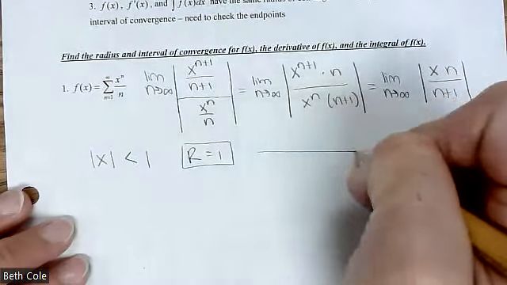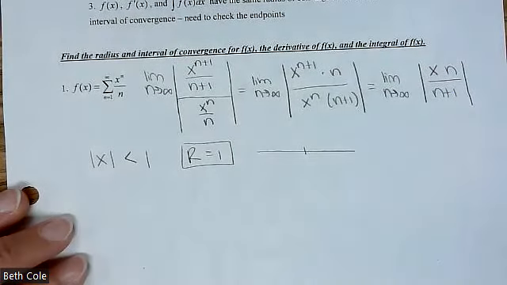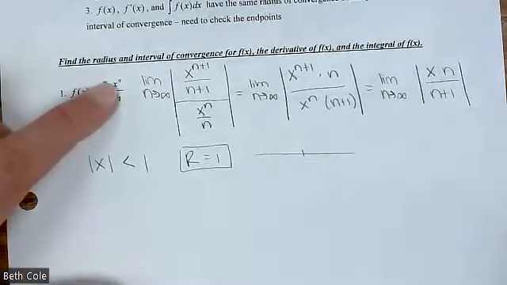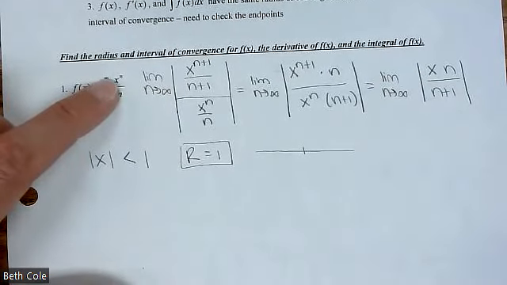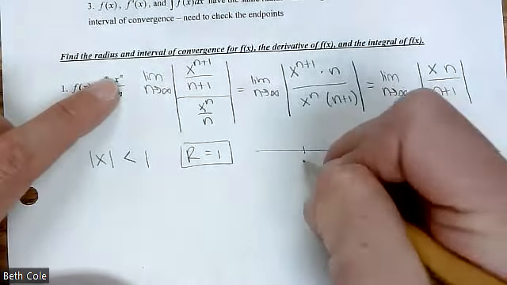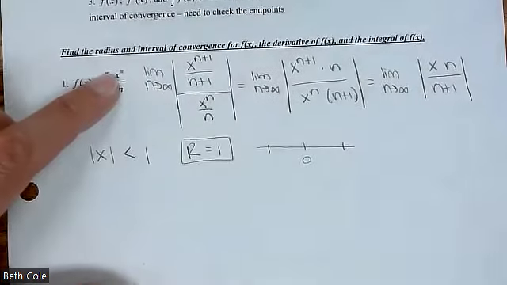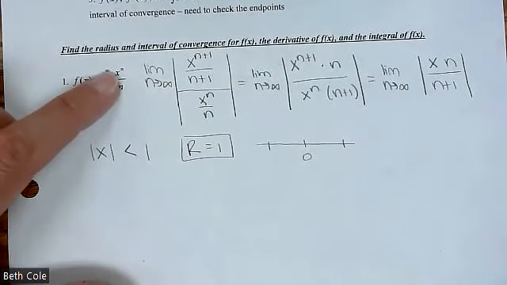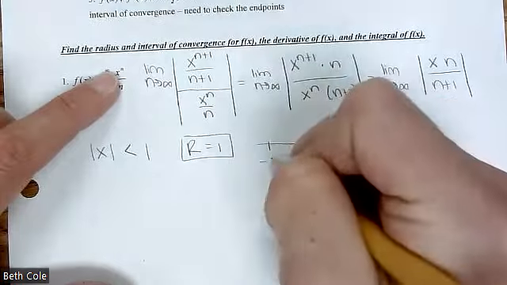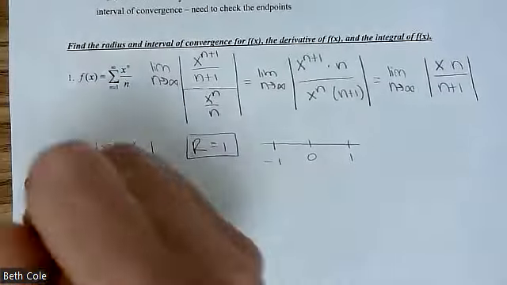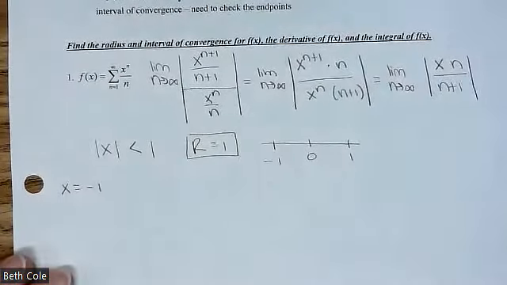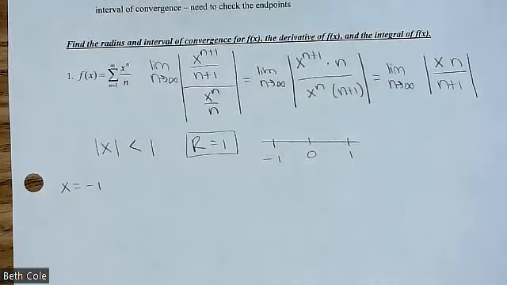So this is centered at where? Do you see like an x plus 3 or an x minus 7 or anything? No, so it's centered at 0. So what are the endpoints that we're going to have to check? Yeah, 1 and -1. Beautiful. Good, you guys are staying with me. All right, so let's check -1. You just take -1, plug it back in for x, and see if it works or not.